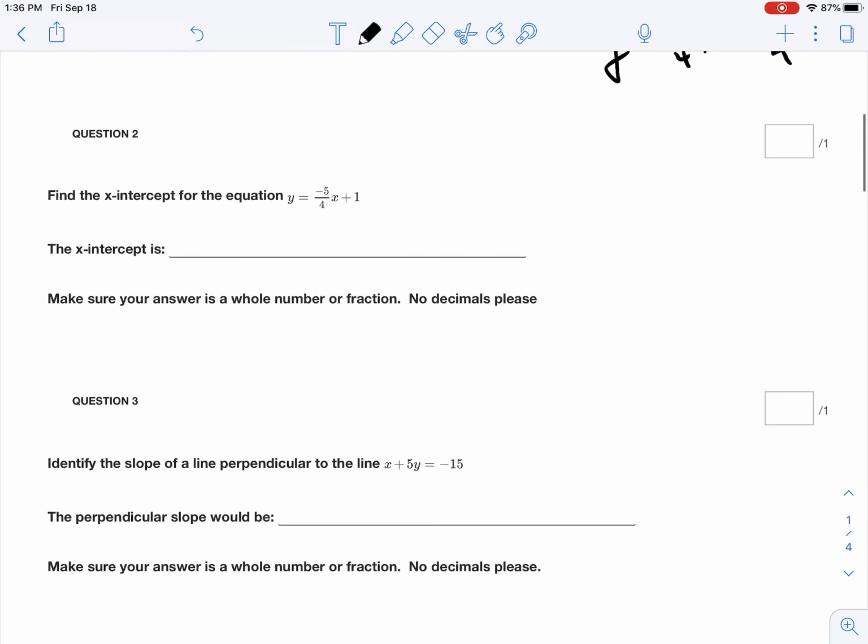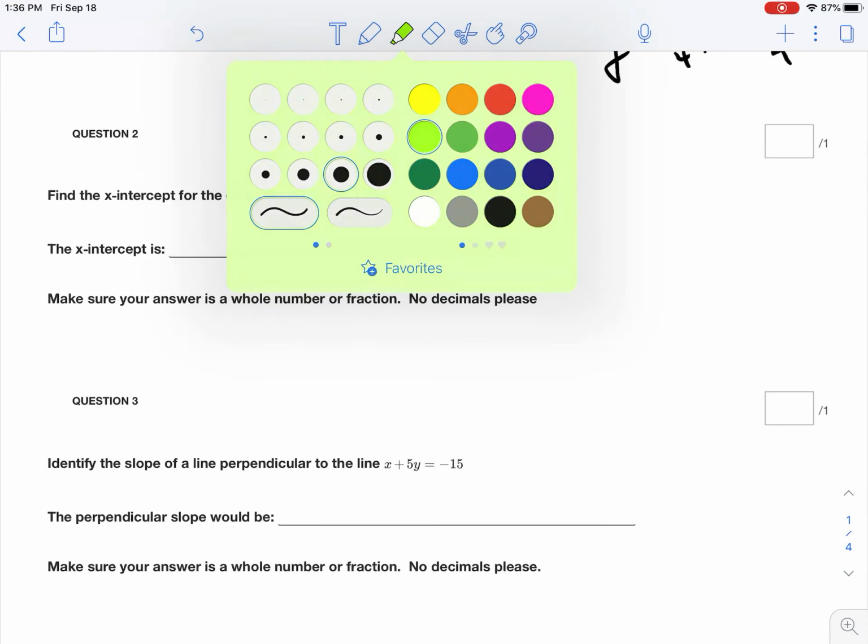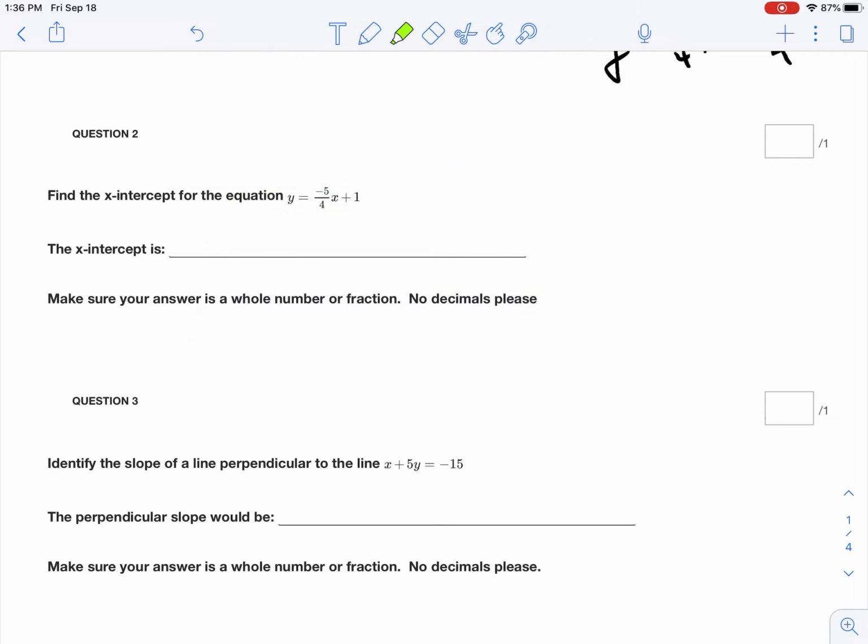Okay, question 2. Again, I think it is wise to use your highlighter. I need to find an x-intercept, and that's it. And my equation that I'm looking for is right there. So let's just begin.